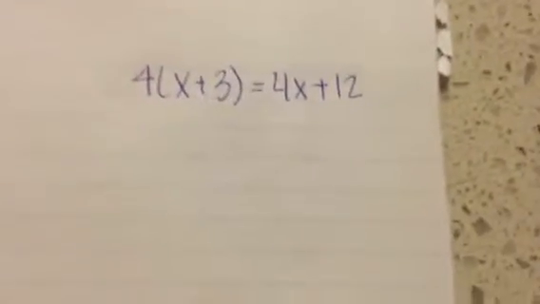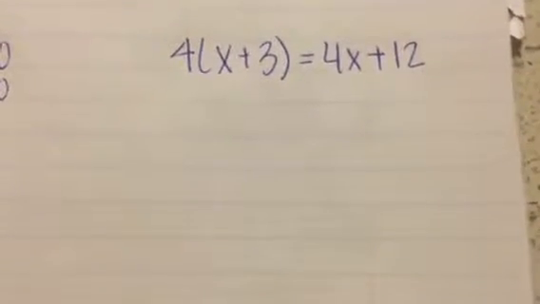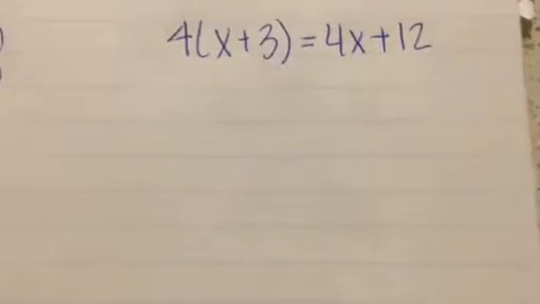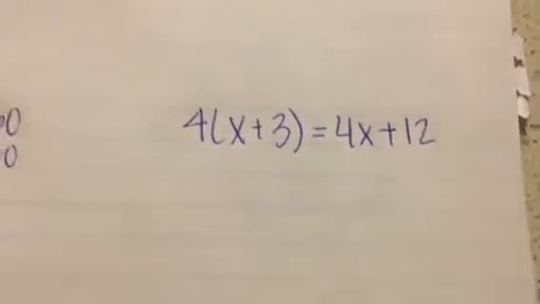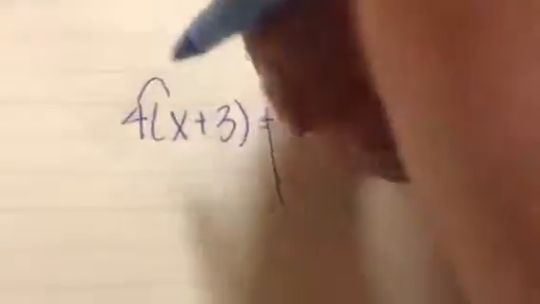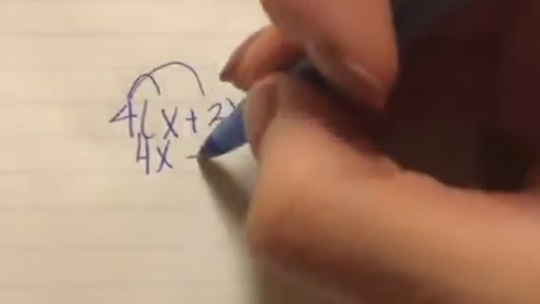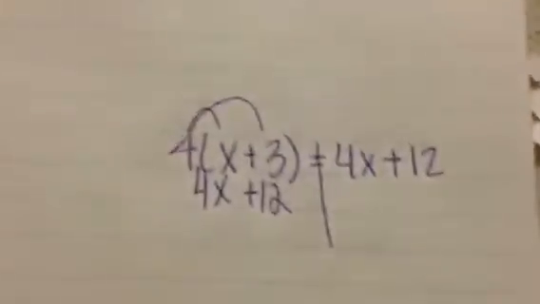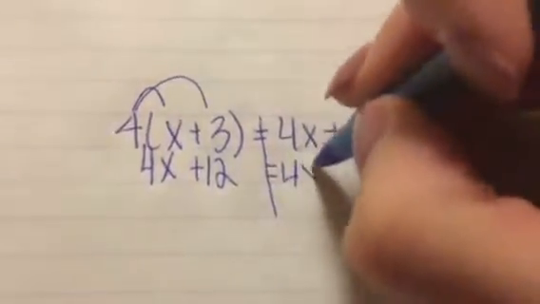All right, go ahead and start this one, and I'll get you caught up. Our first step needs to be 4 times x. 4 times x is 4x. I then do 4 times 3, which is 12. I drop down what I have left on my right side.